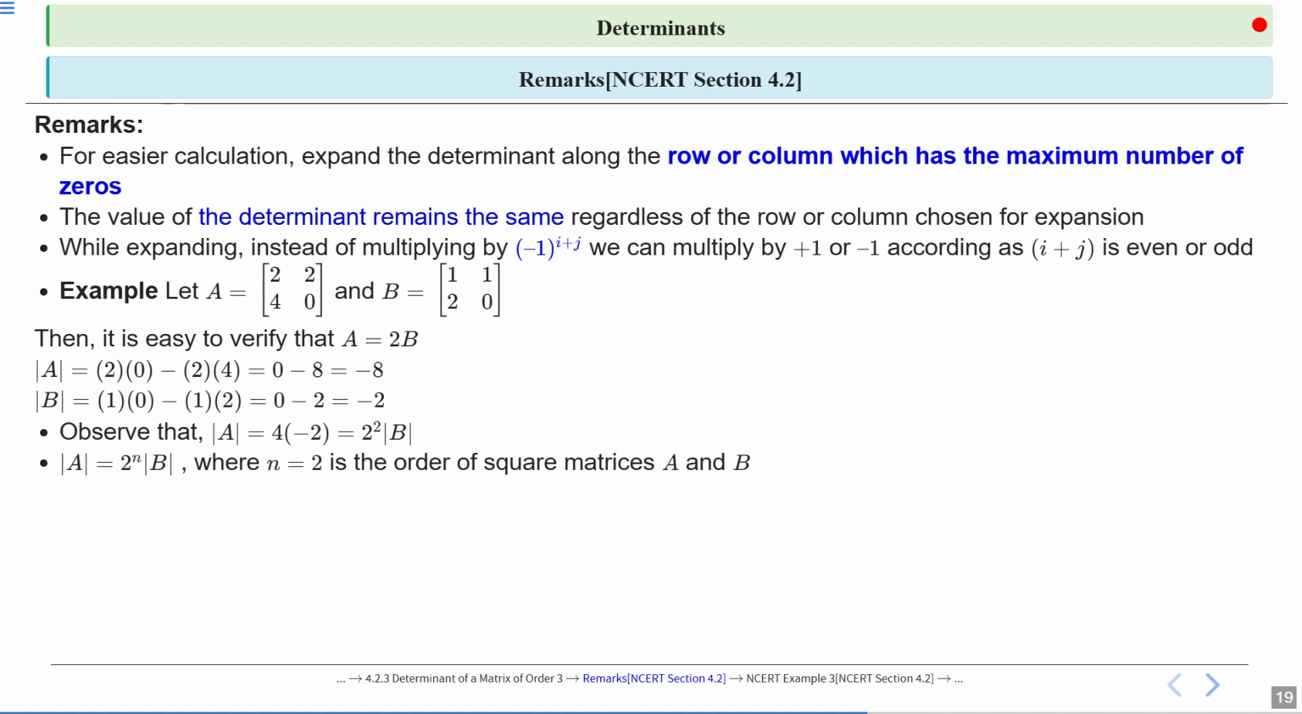Okay, so if there is a relation that A is equal to 2B, and we know determinant of B, we can calculate determinant of A by this formula, that determinant of A is equal to 2 to the power n into determinant of B, where n is the order of the square matrices A and B. Clear?